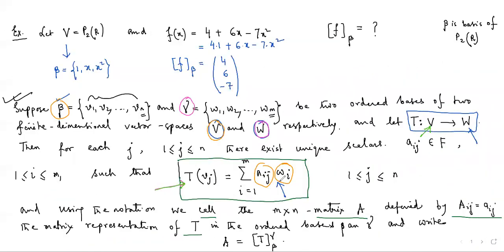Row-wise? No. How? A1j, where i stands for row and j stands for column. Yes, sir. Column-wise, because the column is coming. A1j, A2j, A3j, A4j, Amj.